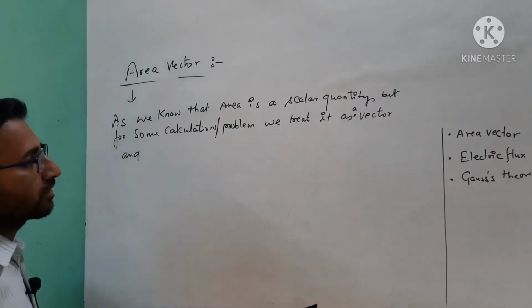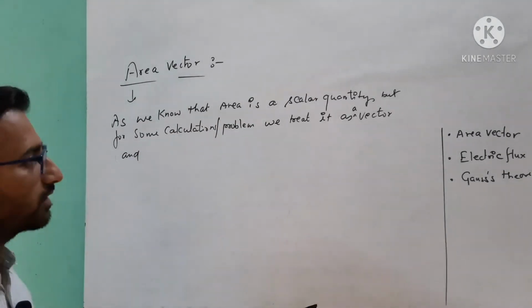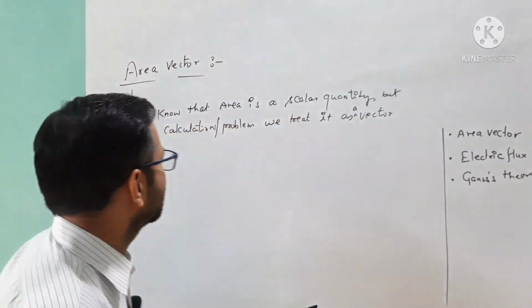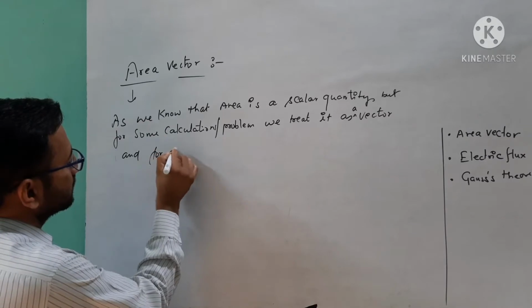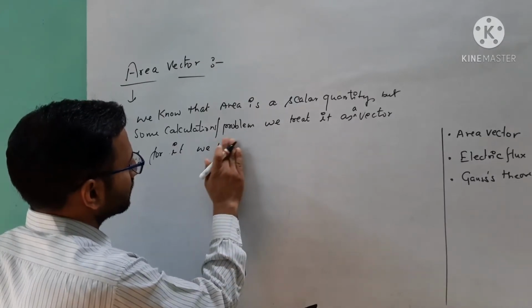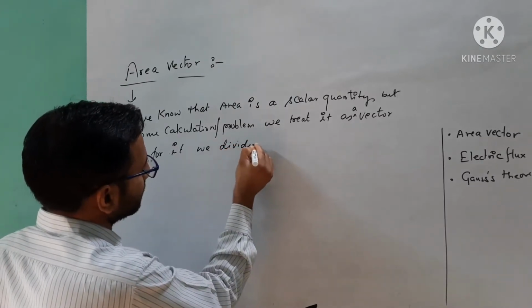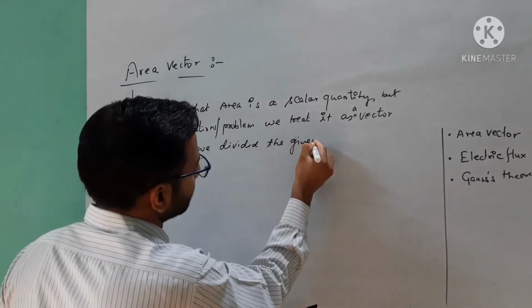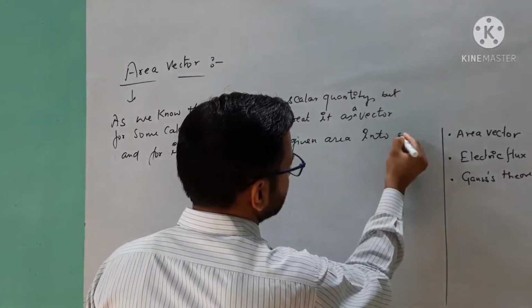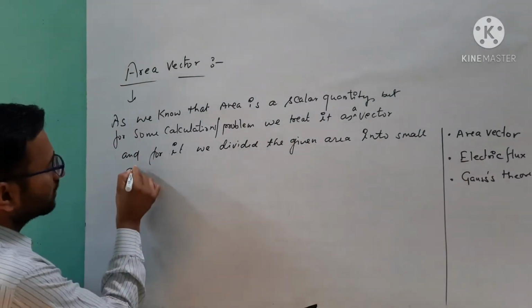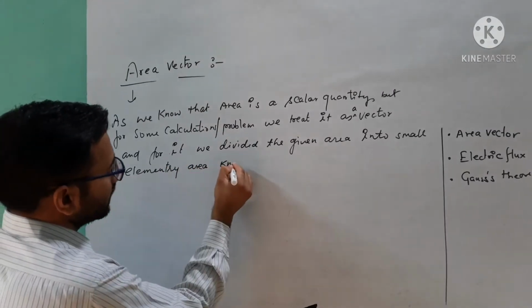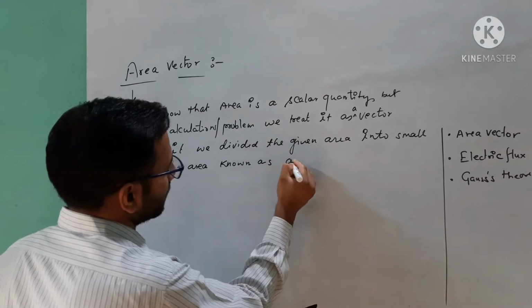and to treat area as a vector quantity, we will divide the given surface area into small elementary areas, known as area elements.